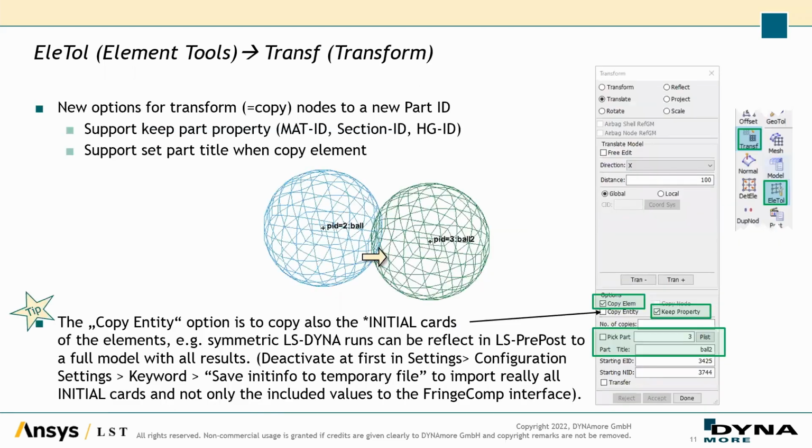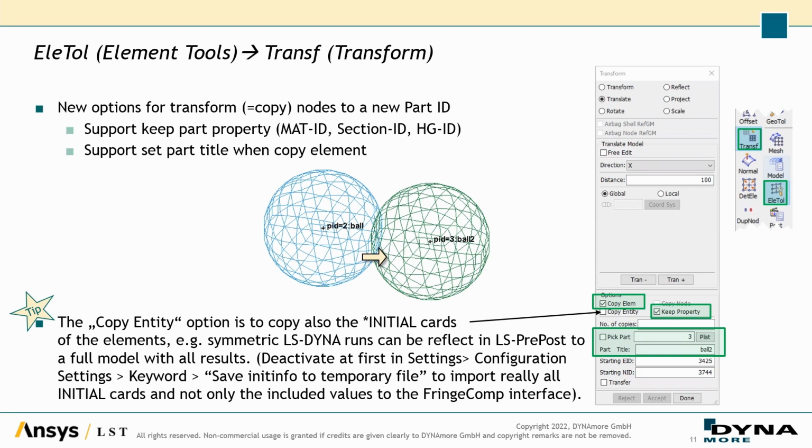In the element tool transform interface, you have the ability to transform, translate, rotate, reflect, project, or scale elements. If you do this by copying elements or parts with a new part ID, then the new option keep property uses the source part property for your target part, like material ID, section ID, hourglass ID. So now it avoids having to define the properties of the new parts again after copying elements. It saves some modeling time.